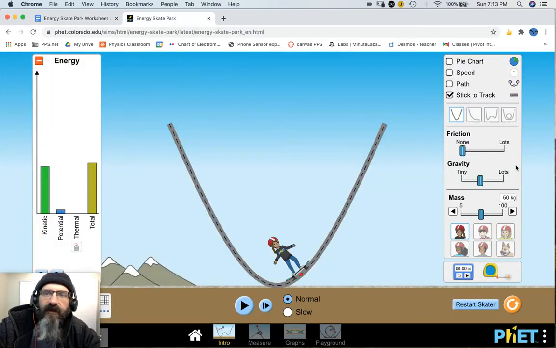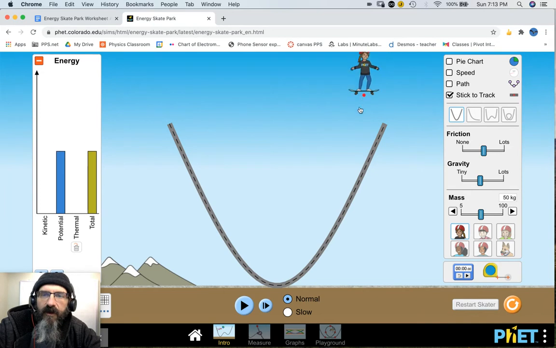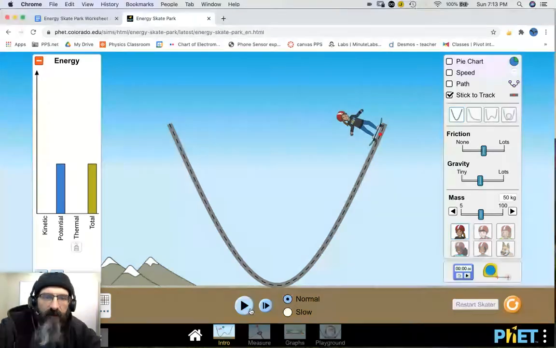Yeah, let's take a look at this. I'm going to give us middle of the range friction. I'm going to put the skater up here. I'm going to play it.